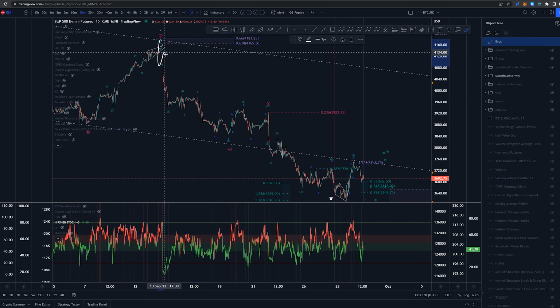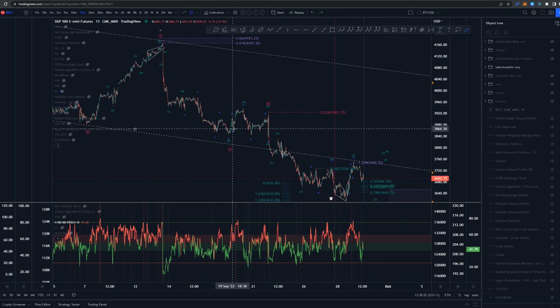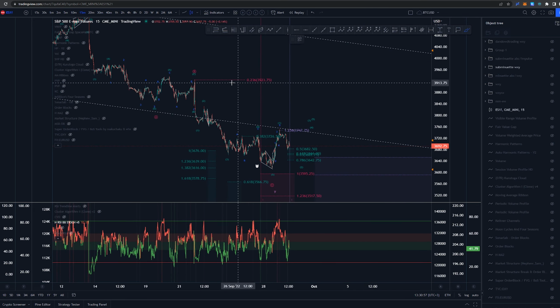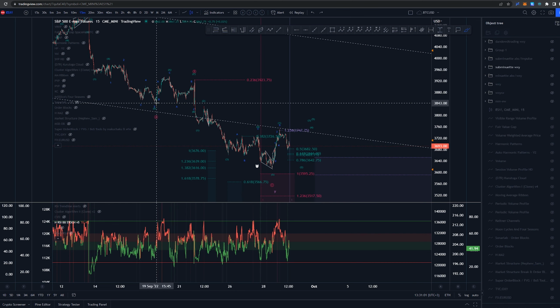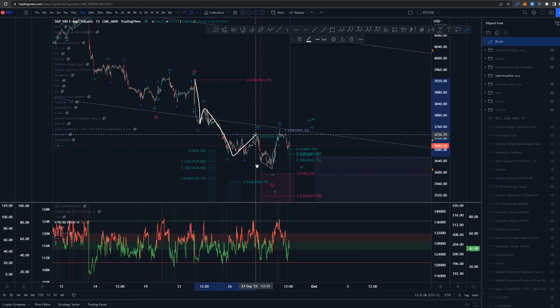In here, we would have this as a 1, 2, 3, 4, 5 extended fifth here into an A wave, ABC into B with a running flat. It is very short. Only 23.6% retracement for that wave B off the wave A here completely, and then again 1, 2, 3, 4, 5.